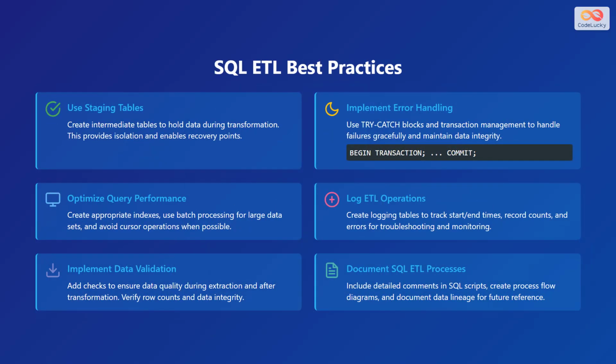To conclude, let's discuss some best practices for SQL ETL processes. Use staging tables as intermediate tables to hold data during transformation, which provides isolation and enables recovery points. Implement error handling using try-catch blocks and transaction management to handle failures gracefully. Optimize query performance by creating appropriate indexes, using batch processing for large datasets, and avoiding cursor operations.